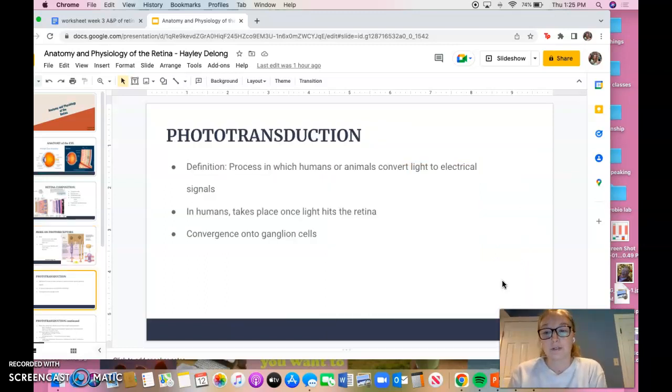So basically, phototransduction is the process in which humans or animals convert light, so the light that we see, to electrical signals. So those action potentials are processed in our brain as seeing, like vision. This first takes place once the light hits the retina, so it's a pretty quick process. And this is really fueled by those photoreceptors, those rods and cones, which are the primary way that starts vision for us.